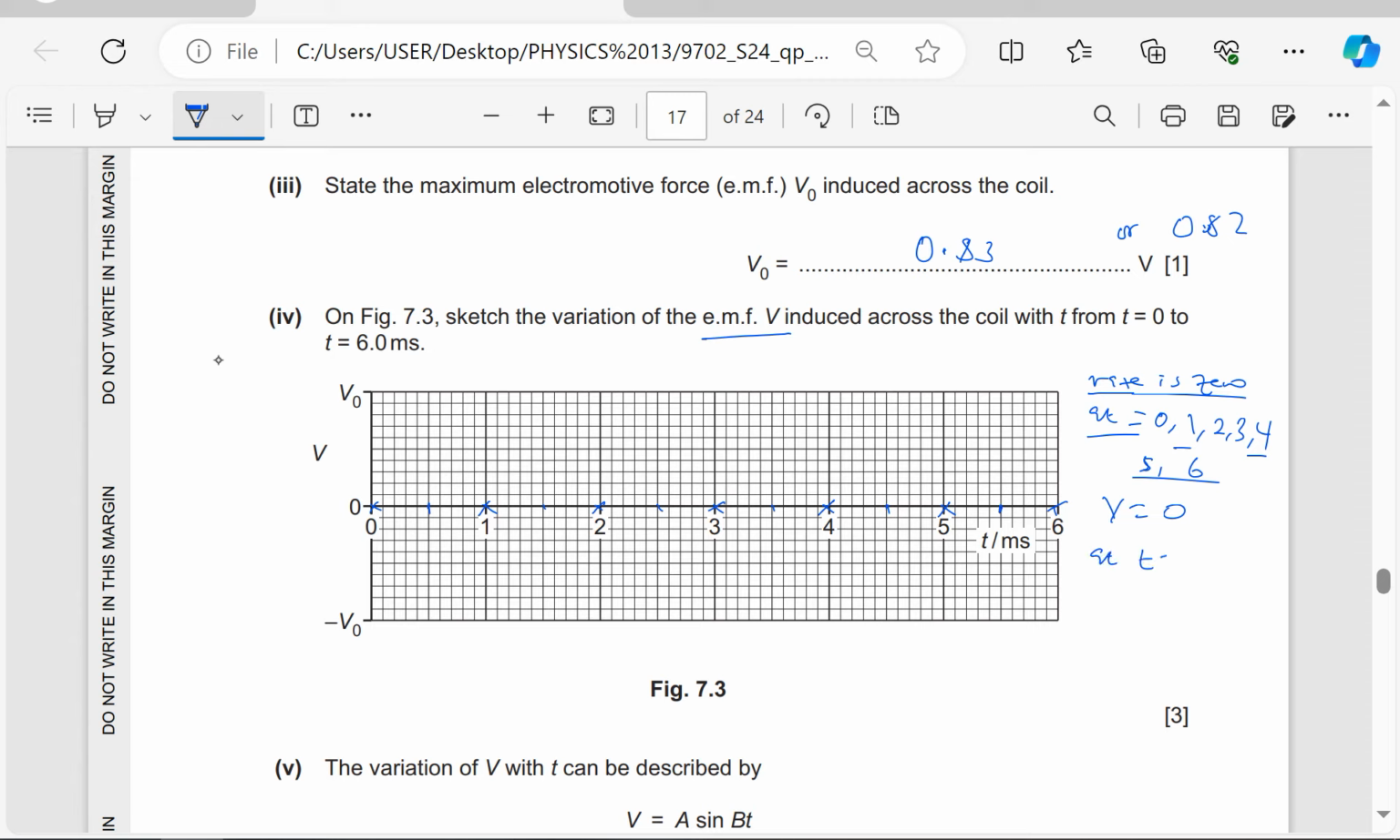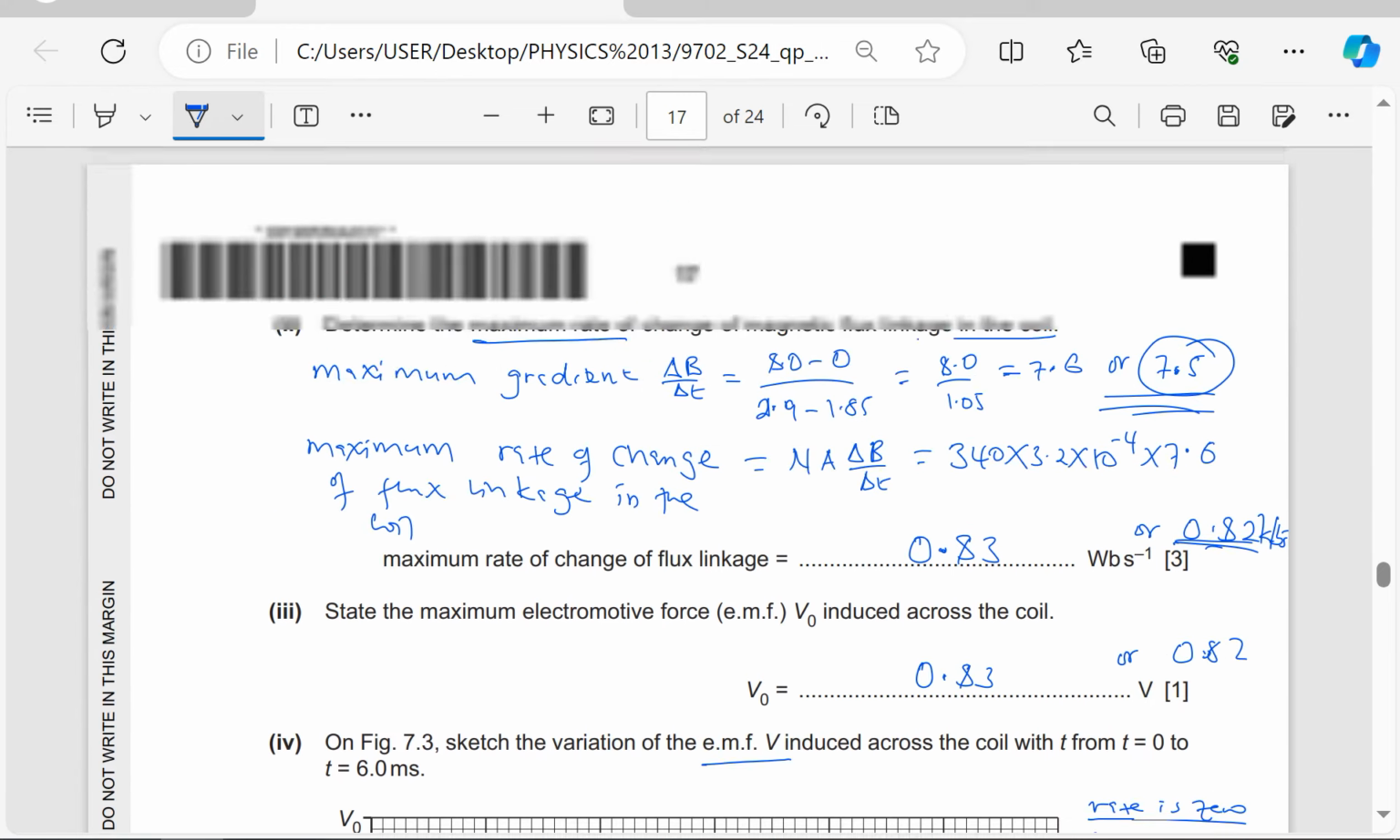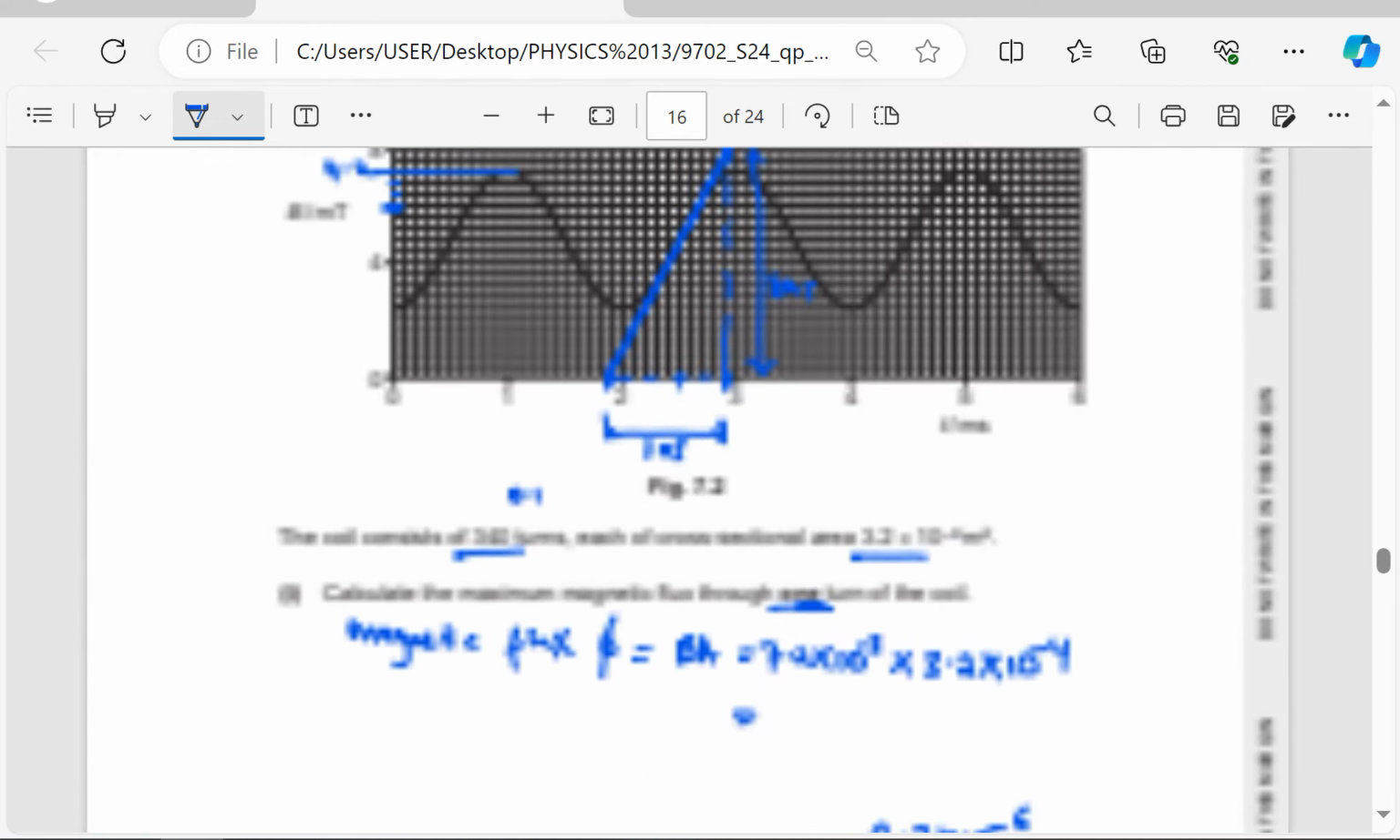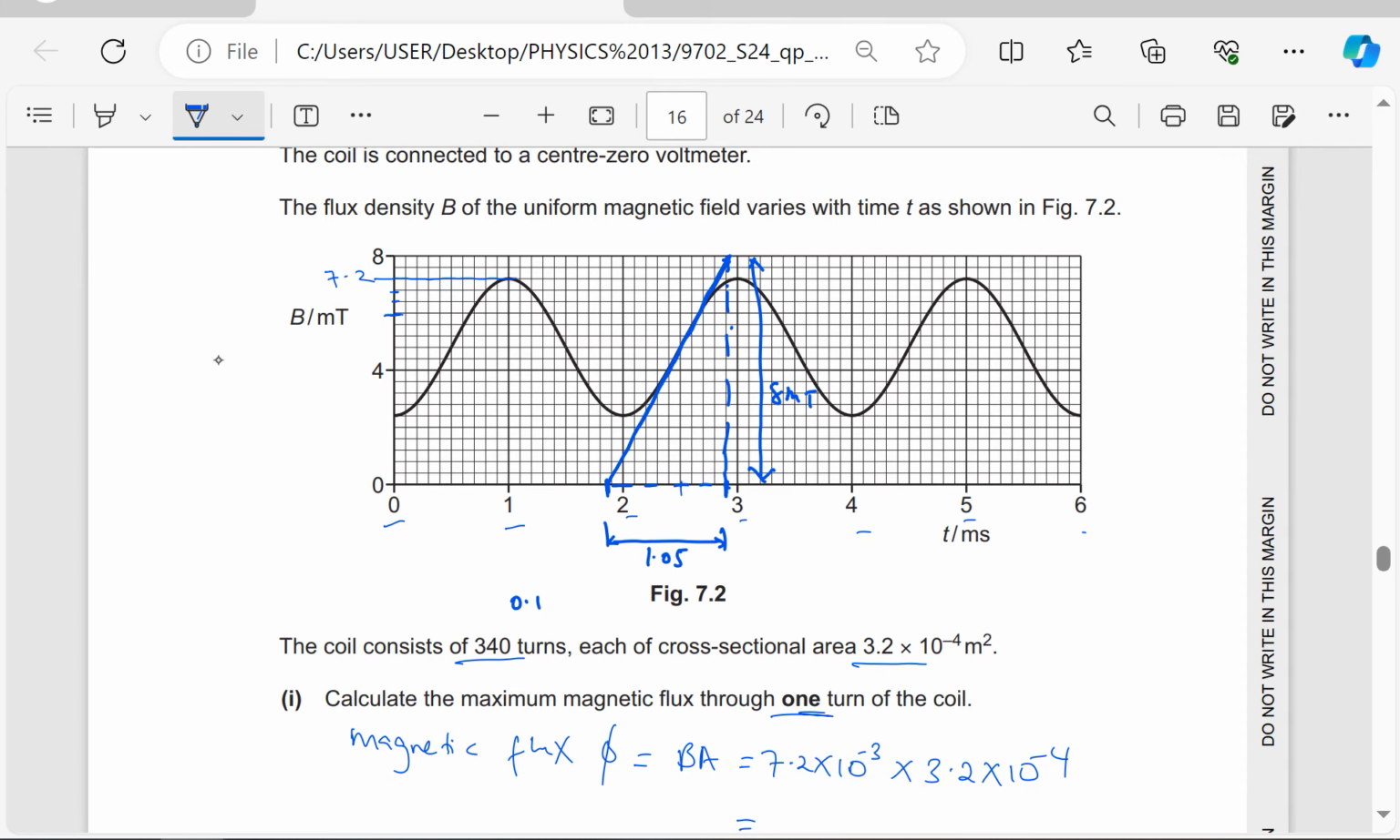at T equals 0.5, 1.5, 2.5, 3.5, 4.5, and 5.5, V is going to be 8.3, which is going to be V naught, because the rate is maximum. At these values, the gradient is maximum. However, at 0.5 the gradient is positive, at 1.5 the gradient is negative. This is positive, this is negative, positive, negative, positive, negative.